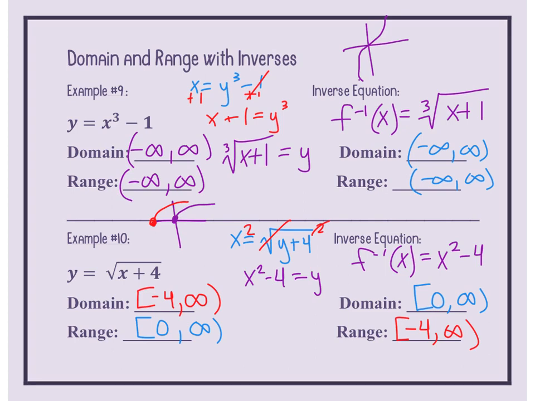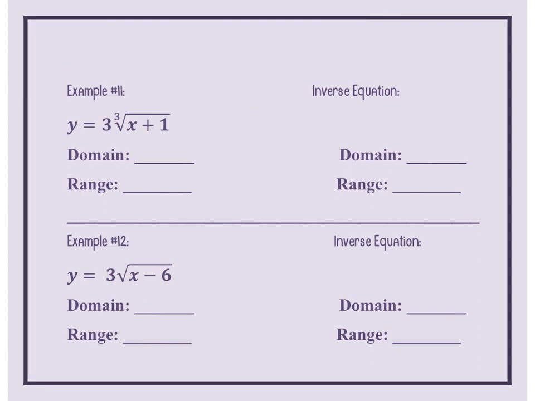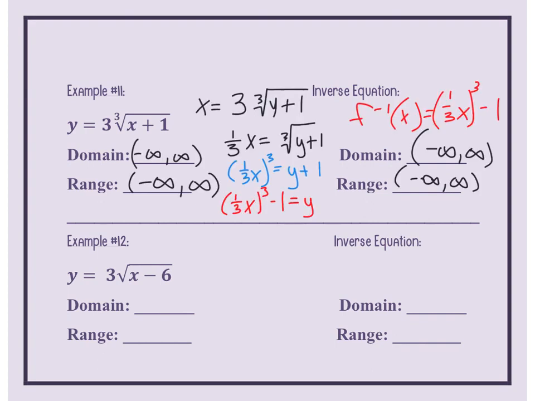Okay, so let's try it again. Let's see if you could actually try number 11 on your own. Now this is a cube root. So don't forget, how do you get rid of a cube root? You cube it. So let's try it on your own. Hopefully you're able to do that on your own.